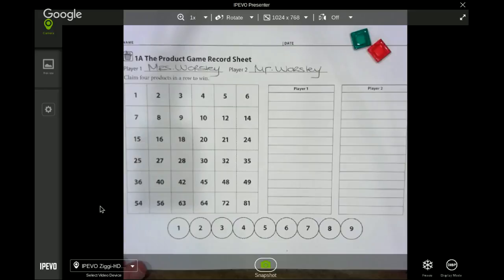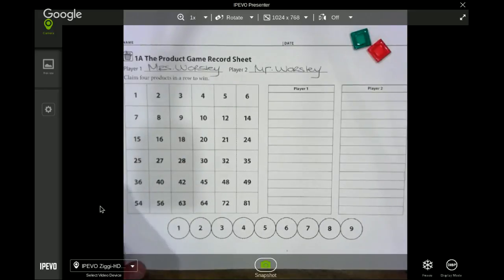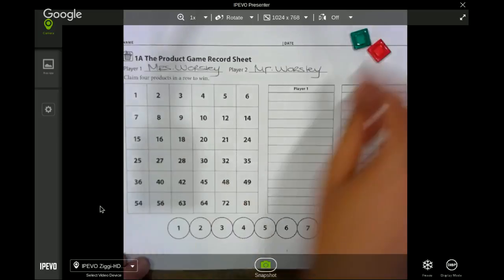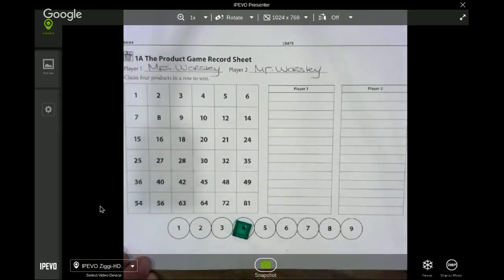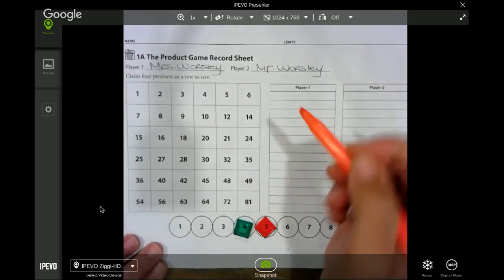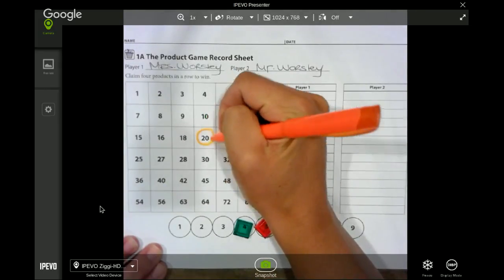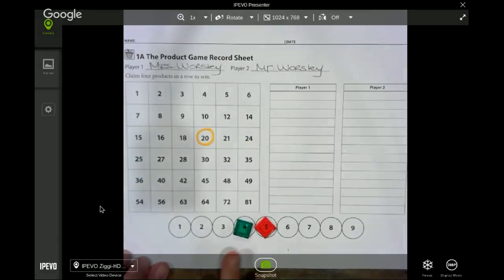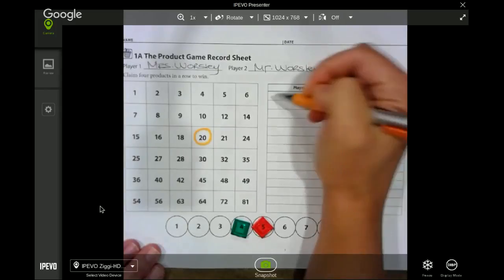So an easy one for me is to choose something that will multiply to 20, and I already know that 4 times 5 is 20. So what I'm going to do is I'm going to put my 2 pieces on 4 and 5 down here, and I am going to be the color orange, or I can be O's, and I am going to circle my product. Okay, I know that 4 times 5 is 20. So I'm going to actually write that equation.